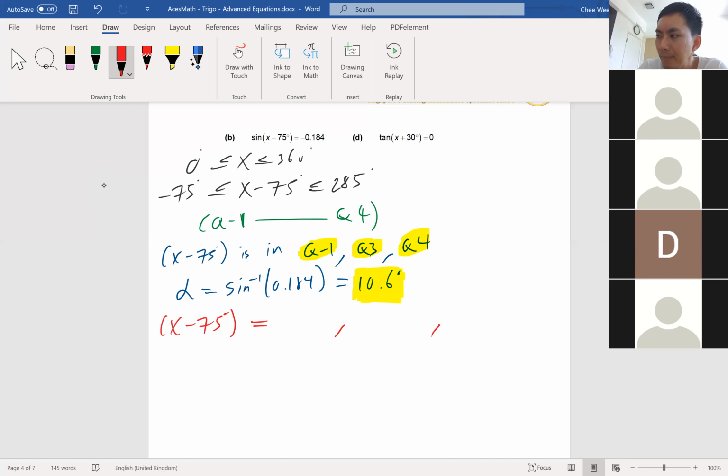Oh, so the first one would be alpha for quadrant 1, or it will be 360 minus alpha. Okay, give me the one for Q3 and Q4 first then. 180 plus alpha for Q3. And then Q4 is 360 minus alpha.